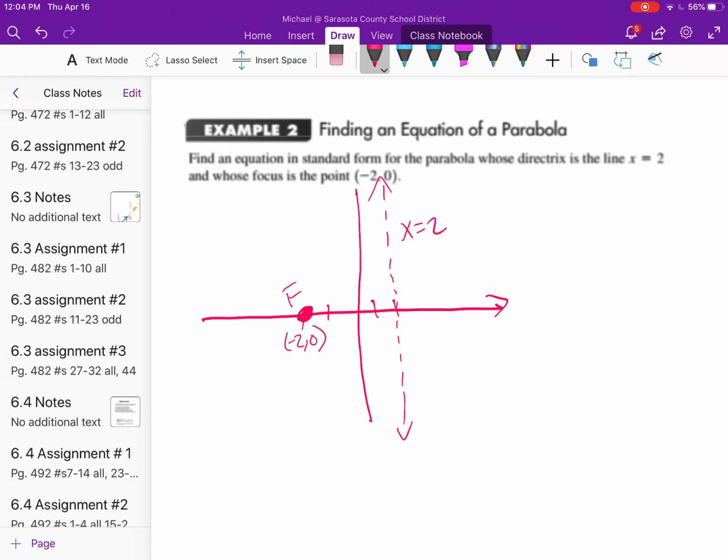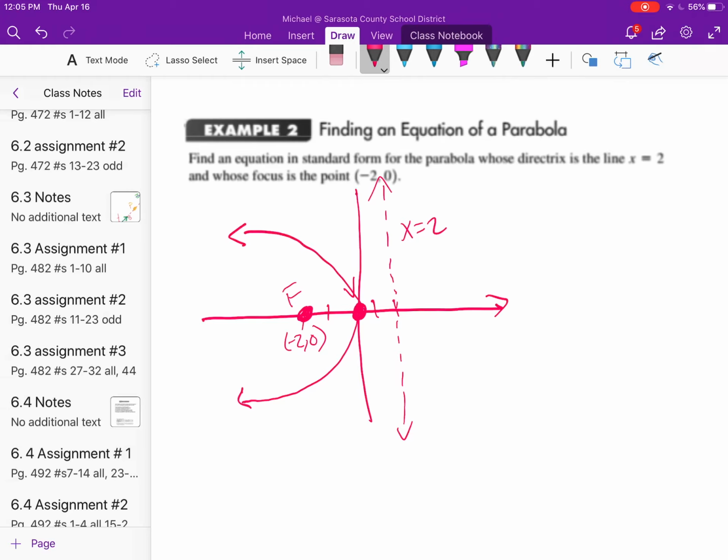So first and foremost, what does this tell me? Well, this tells me that I'm going to have a vertex at the origin. How? Well, because the exact distance from the focus to the vertex and from the directrix to the vertex has to be equivalent. And so that has to mean that my vertex is at the origin. And now specifically, just to do a quick sketch, it also is going to be opening to the left.